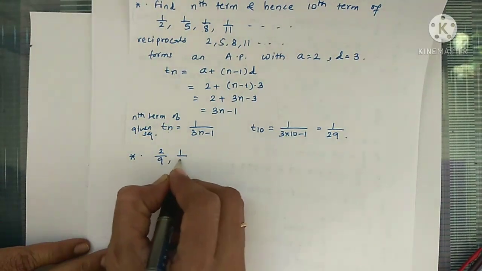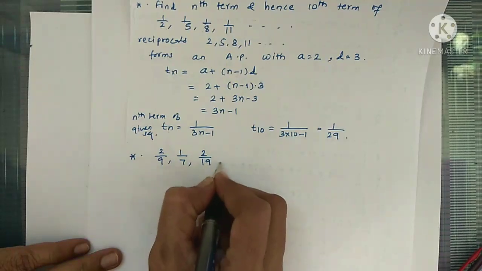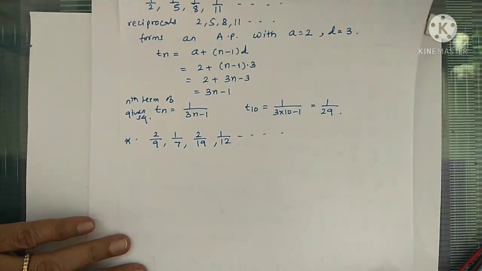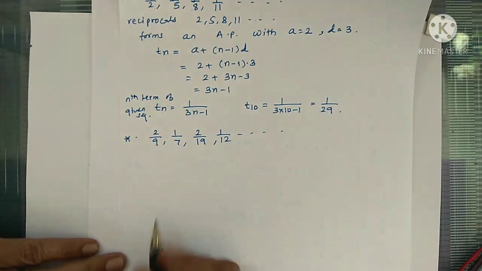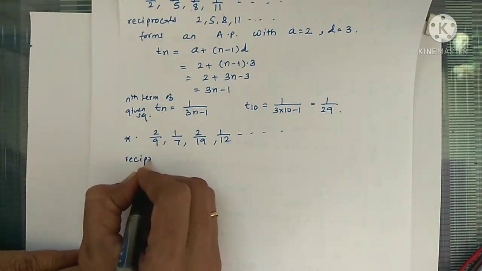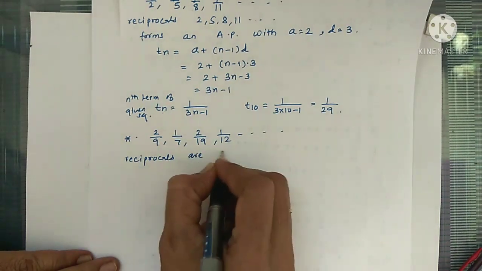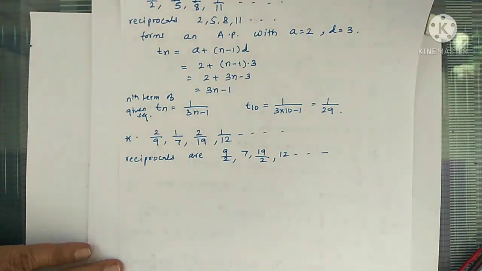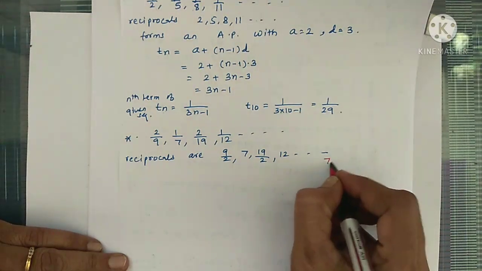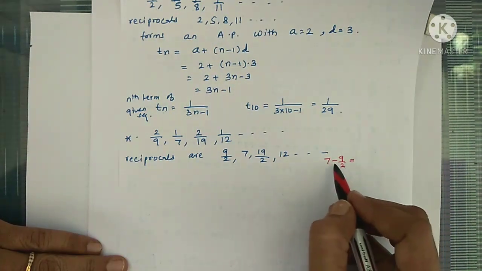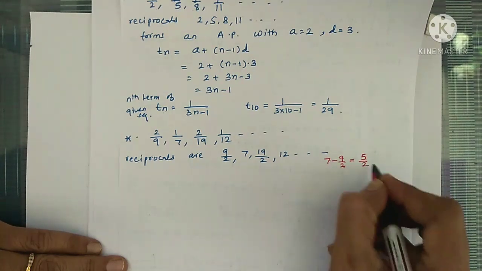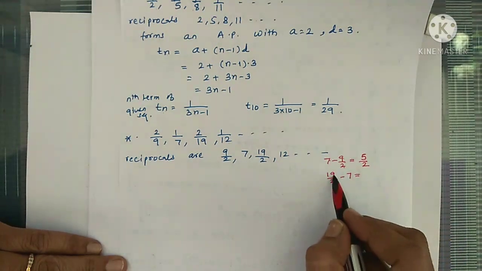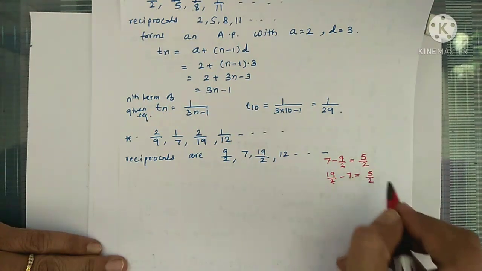2 by 9, 1 by 7, 2 by 19, 1 by 12, and so on. So let's write the reciprocals and check whether it is an HP or not. The reciprocals are 9 by 2, 7, 19 by 2, 12, and so on. Let's find the difference. 7 minus 9 by 2: 7 into 2, 14 minus 9, 5 by 2. Now 19 by 2 minus 7, so 19 minus 14, that is also 5 by 2.